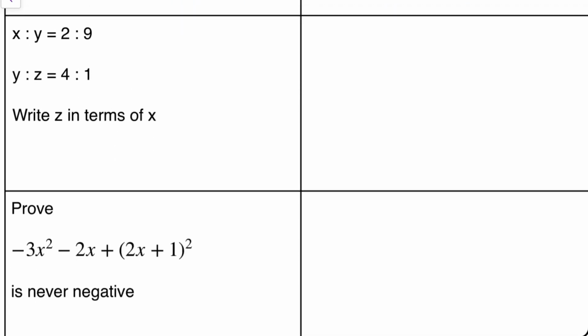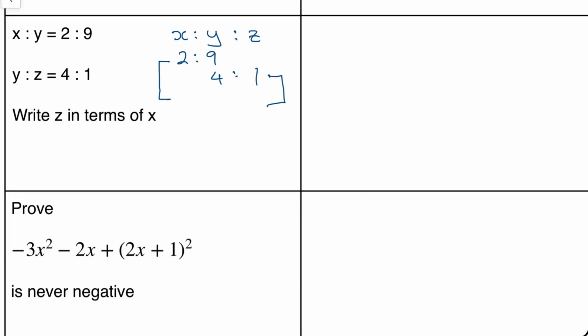All right, so a bit of ratio. So x to y is 2 to 9. I'm going to write this down here. So x to y is 2 to 9, and y to z is 4 to 1. And it wants to know z in terms of x. Okay, so I'm going to need the ratio of x to z. So the first thing I'm going to do is make this a common number in terms of y. So let's write that correctly first.